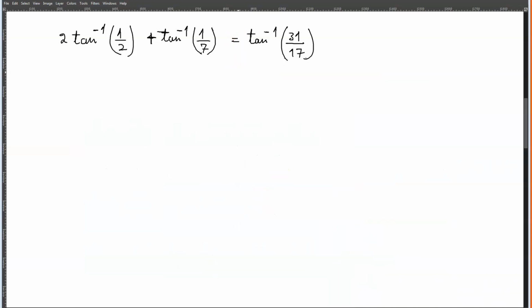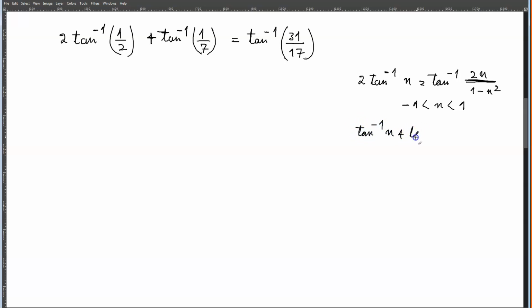So what I'm going to do is use these 2 formulas. We said that 2 times tan inverse of x is equal to tan inverse of 2x over 1 minus x squared, for -1 less than x less than 1. As you can see, these formulas are pretty useful.